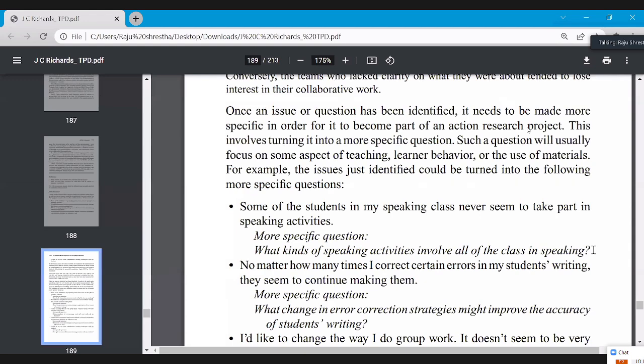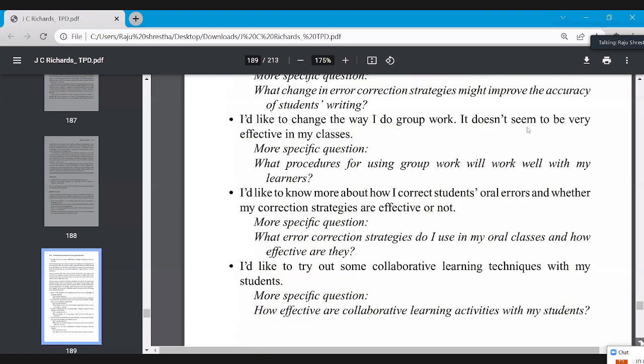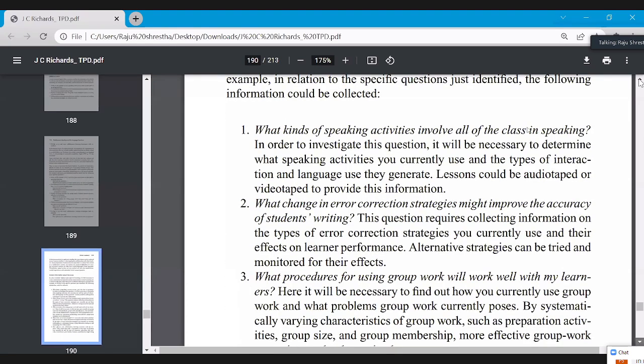What are the speaking activities that help to involve all of the class in speaking class? What change in error correction strategy might improve the accuracy of students' writing? You are asking question yourself. यो कुरा चाहिँ योबाट रिचार्ड्स को किताबबाट यो एक्सन रिसर्च को मात्रै 4-5 पेज छ. यसलाई यसो हेर्दिँदाखेरि राम्रै हुन्छ होला, हैन. यहाँ एक्सप्लेनेसन छ अझ यो इश्यूहरुको.